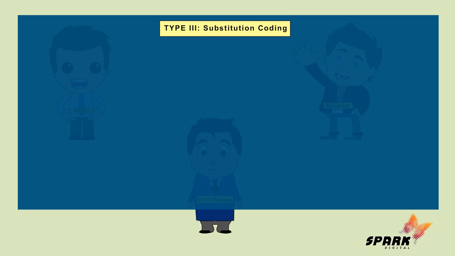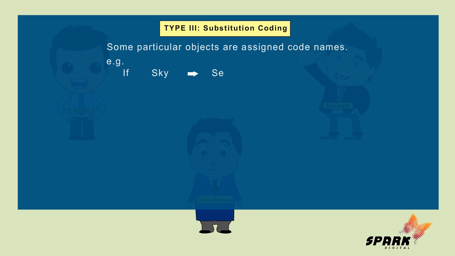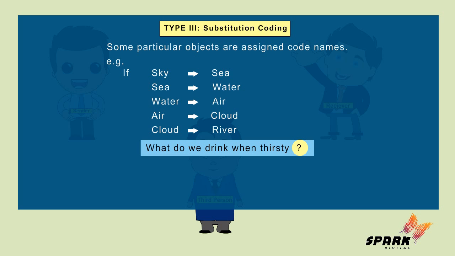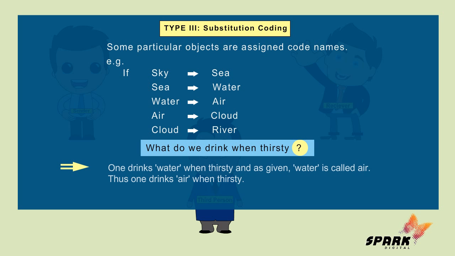Type 3. Substitution coding. In this case, some particular objects are assigned code names. For example, sky is called sea, sea is called water, water is called air, air is called cloud, and cloud is called river. Then, what do we drink when thirsty? One drinks water when thirsty, and as given, water is called air. Thus, one drinks air when thirsty.